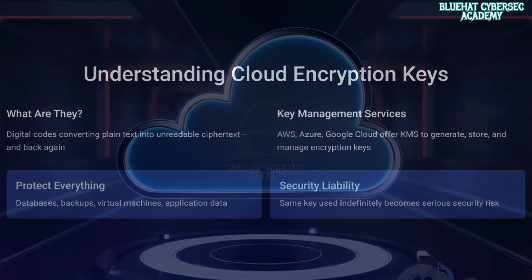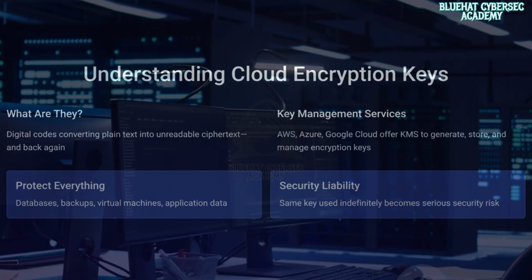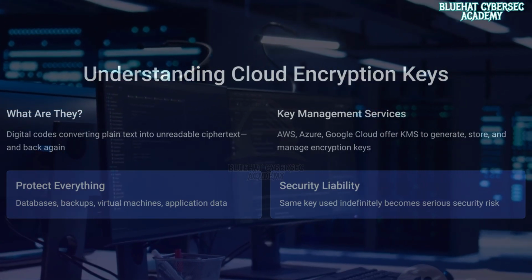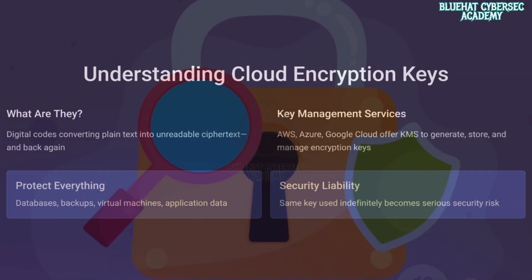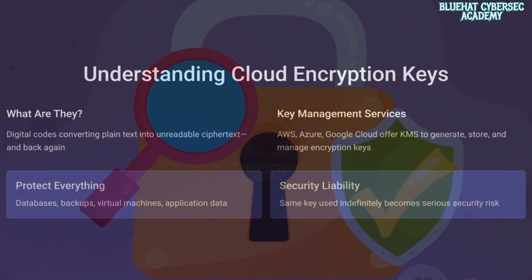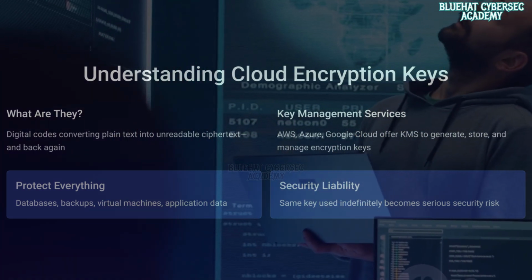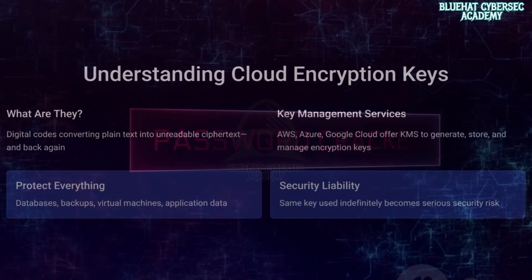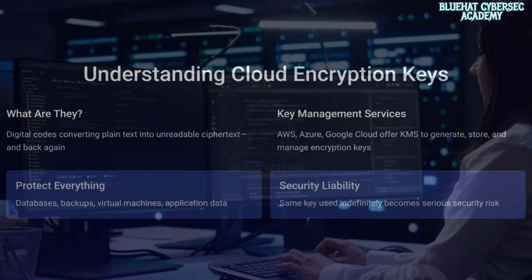Cloud providers like Amazon Web Services, Microsoft Azure, and Google Cloud Platform offer something called Key Management Services, or KMS, to handle encryption keys. That includes generating them, storing them securely, and managing their entire lifecycle. But here's the important part. Just having encryption keys isn't enough. If the same key is used indefinitely, it becomes a serious security liability. That's why key rotation is so vital.